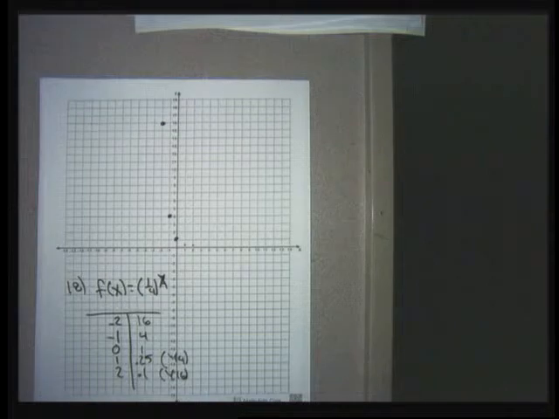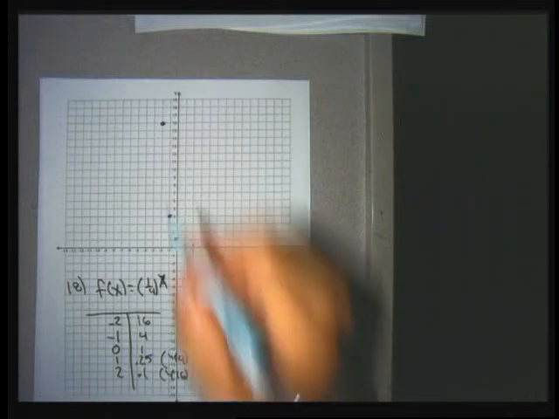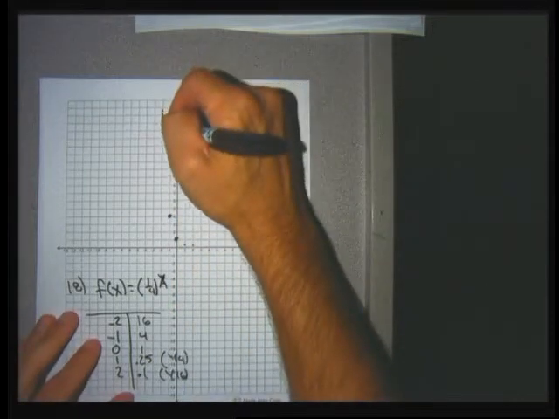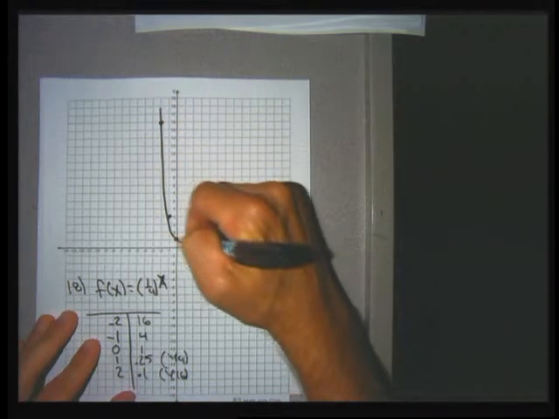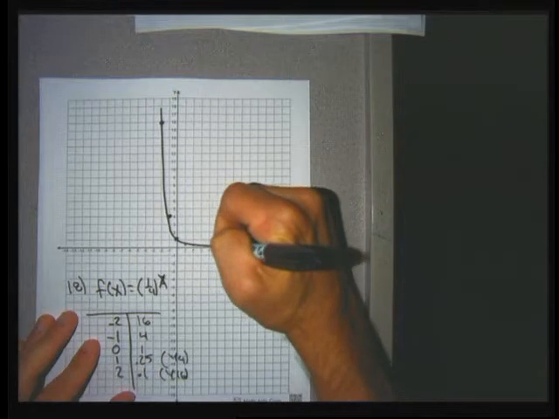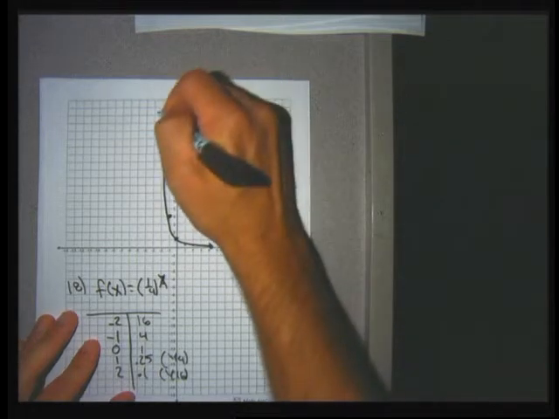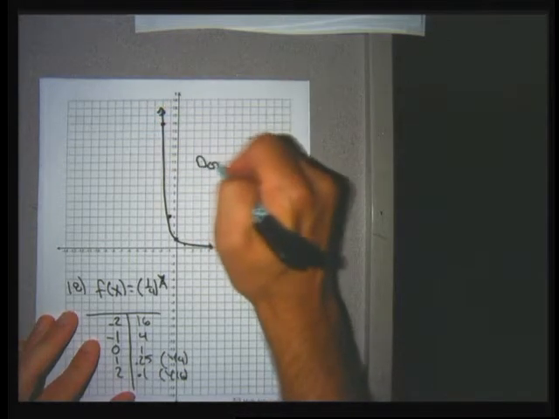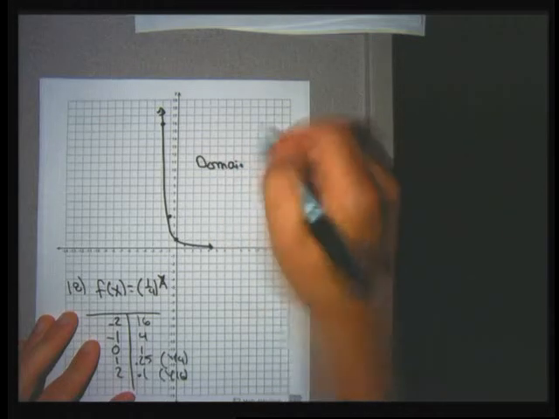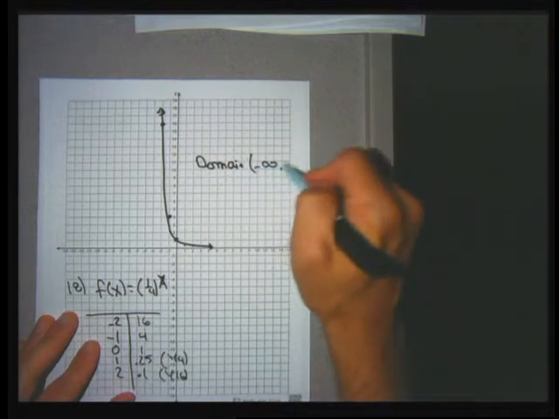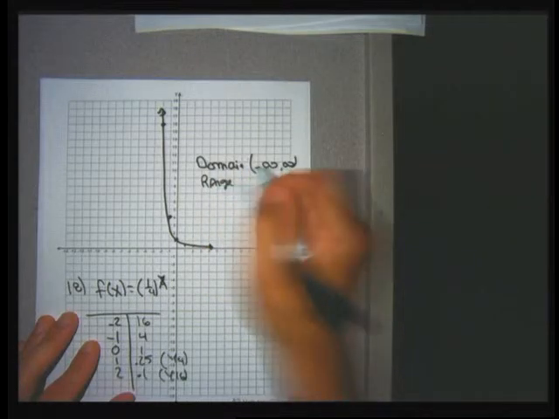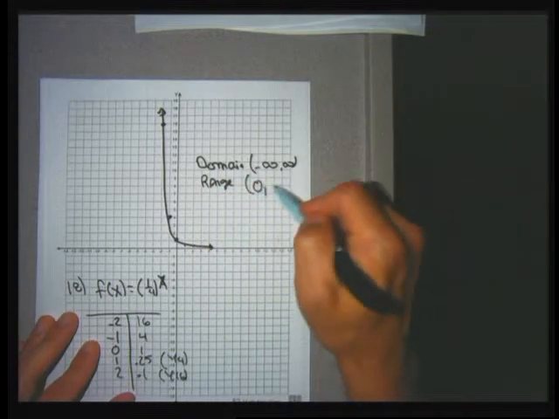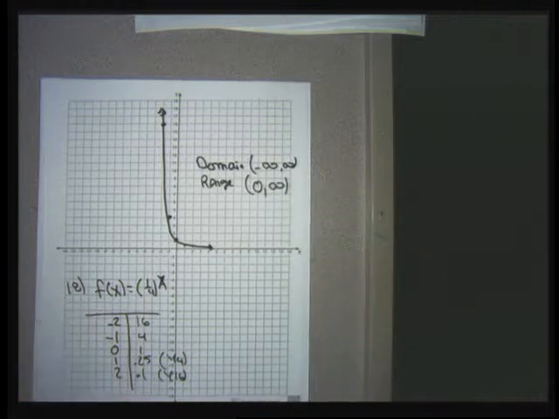So I'm going to plot the points and make a backwards graph, because when the base is a fraction, the graphs go backwards. But they still stay above the x-axis. The domain of every exponential function that we're going to graph is negative to positive infinity. And when the graph, whether it's backwards or forwards, hovers above the x-axis, the range is 0 to infinity.